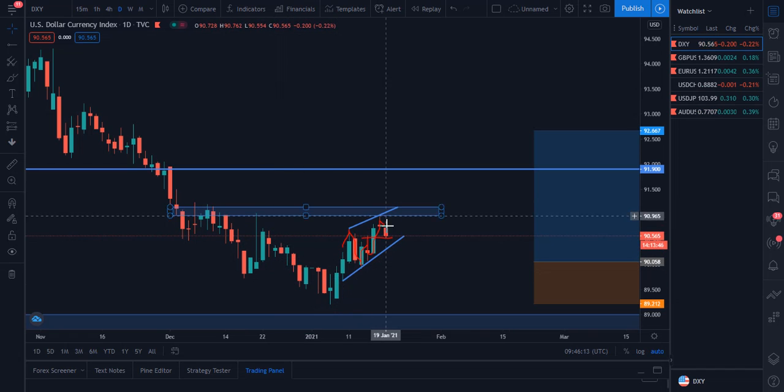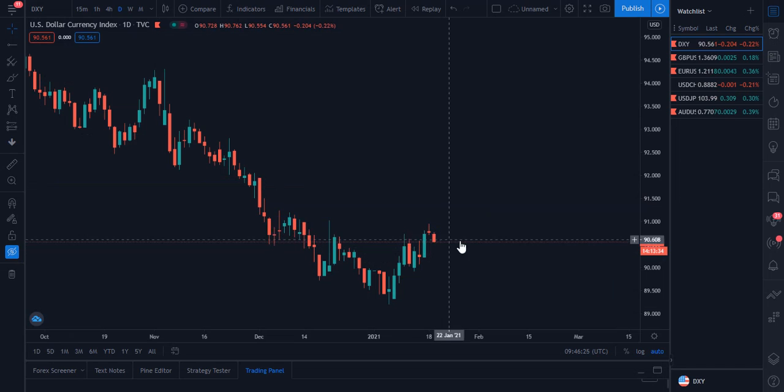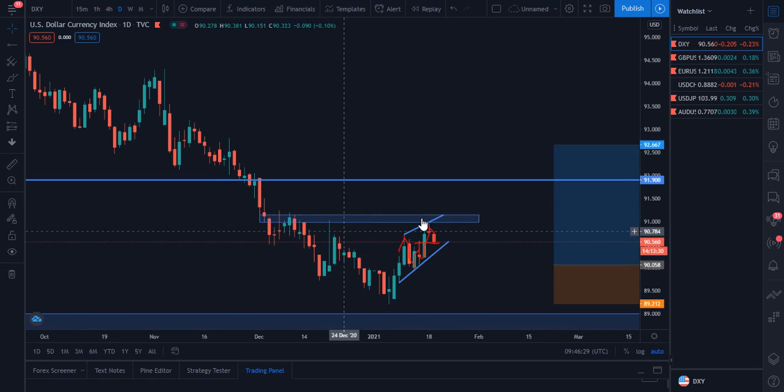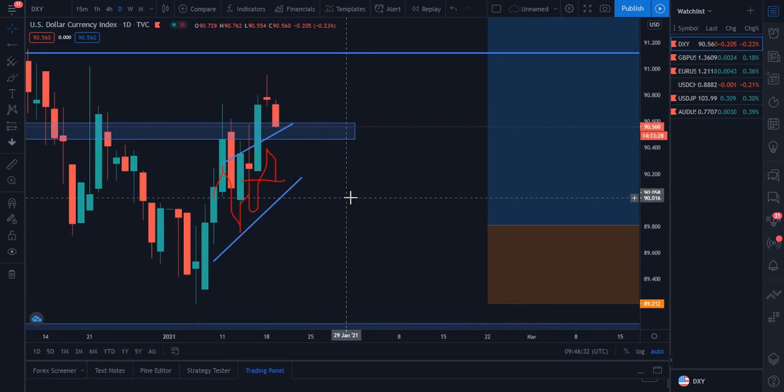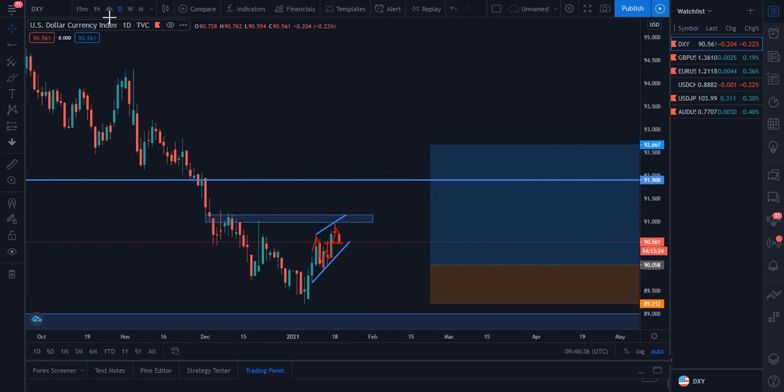But now, as you can see, it came to test this lower high here, trying to create a higher high. And as you can see here, there's a reversal candlestick that hit the resistance, showing a reversal. So now let's go to the lower time frame.